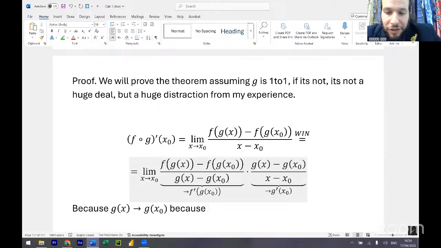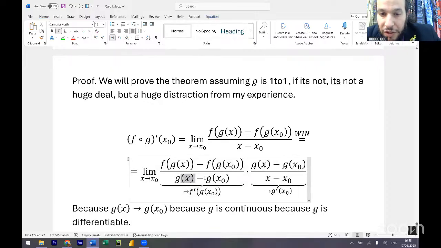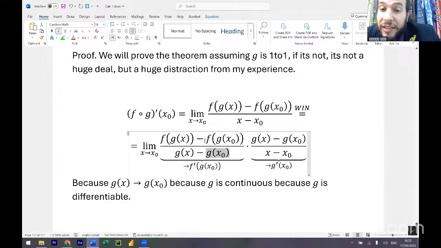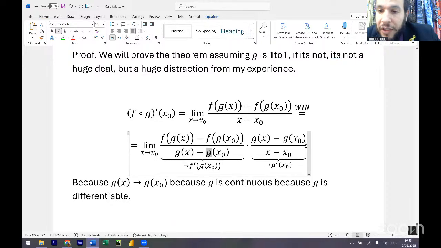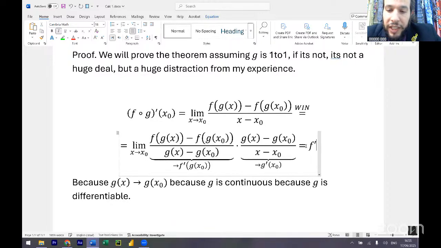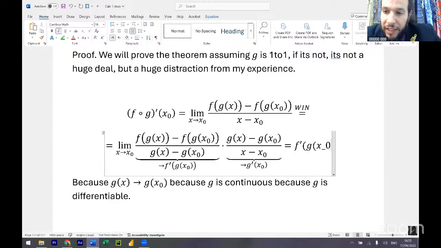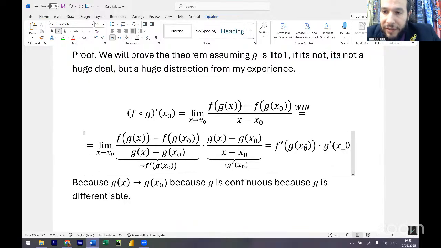because g is continuous, because g is differentiable. So I know that the numbers g of x tend to g of x0, and I divide the difference in f by the difference in its x-axis, in its domain. So I get the derivative of f at the point g of x0. That's exactly what's happening here. So altogether, we get the chain rule: f prime of g at x0 times g prime at x0.